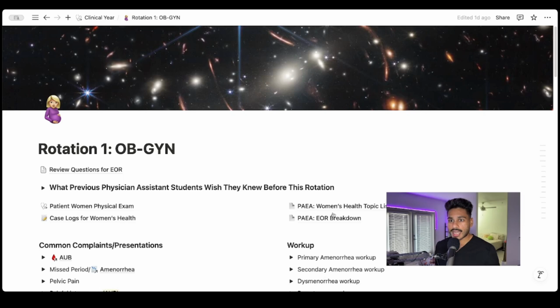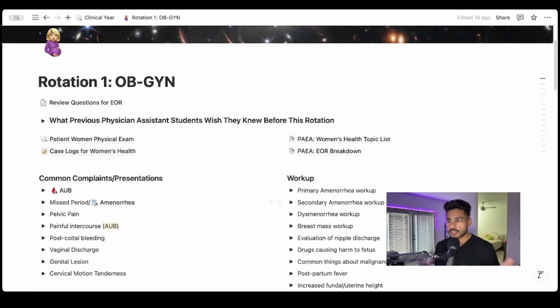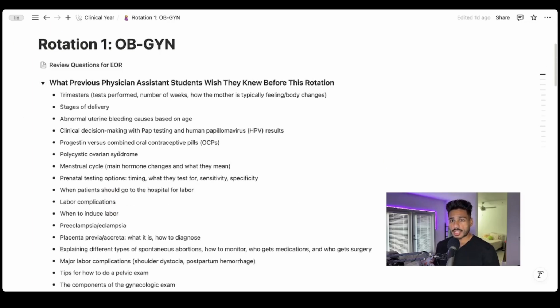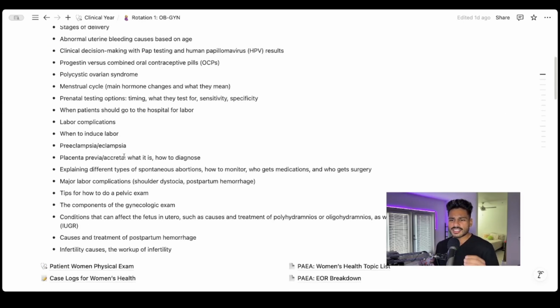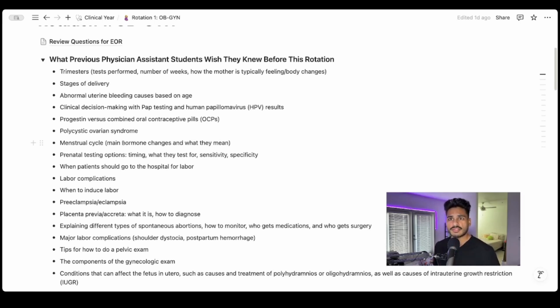Now let's take a look into the good part. So this is how my rotation specific template looks like. So on the top, I have this big heading. It says what previous PA students wish they knew before rotation. I put it under toggle because I use this to refer back to all the time during my rotation, my 5-week rotation. And so these are some of the just general concepts that I need to know in my OB-GYN rotation.